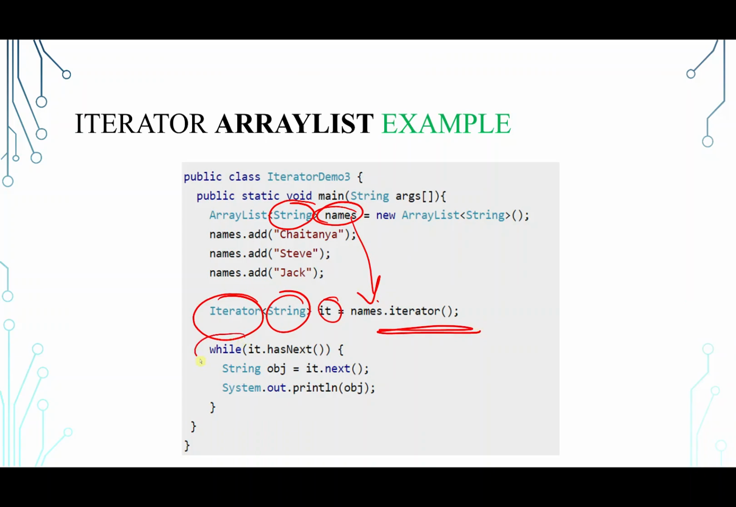Then you do while it dot hasNext, while this iterator can point to a valid next element, take that element, store it somewhere, or you can just do System.out.println. So instead of these 2 statements, you can have this, and inside the parentheses of the System.out.println, it.next. That's it.